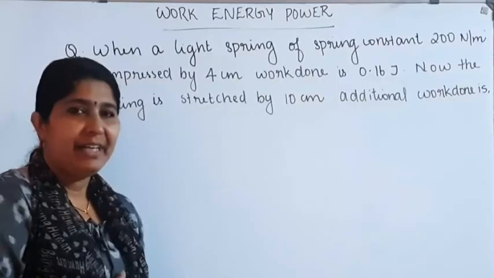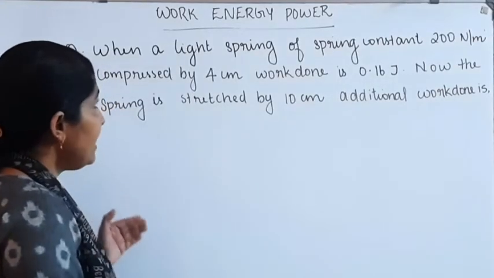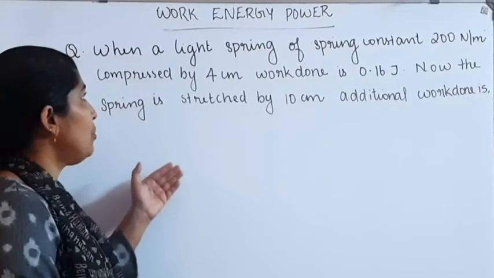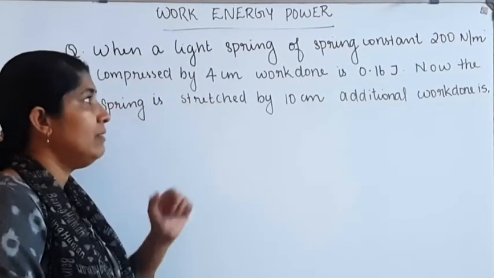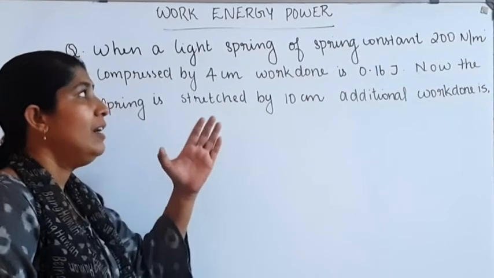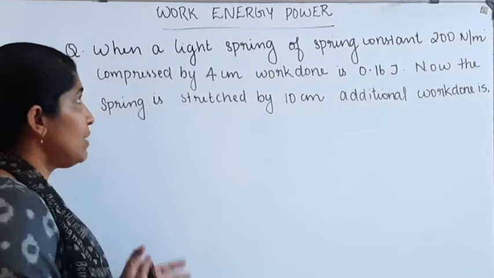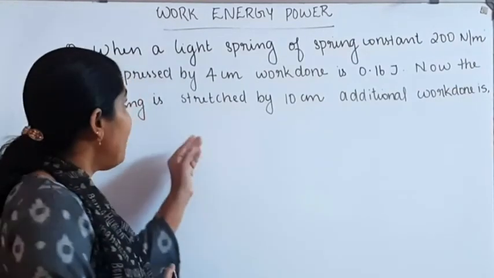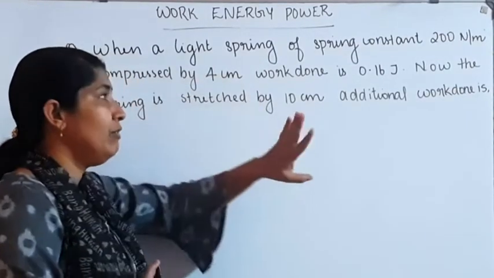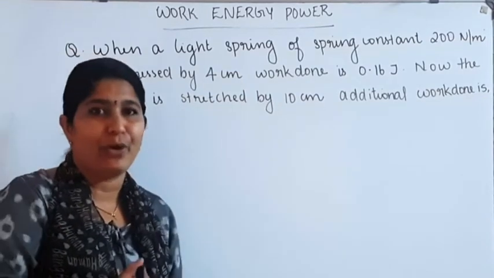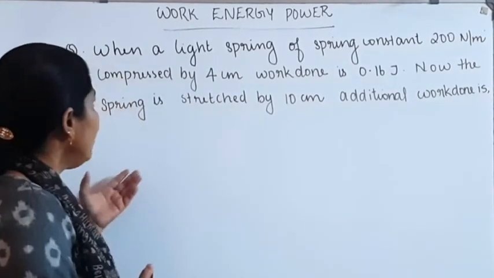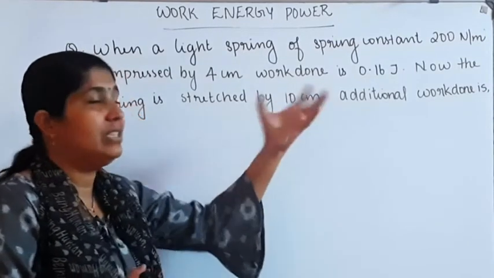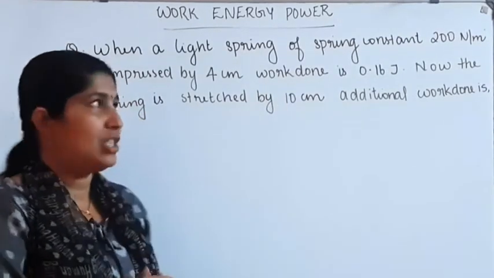Okay. Next question. When a light spring of spring constant 200 Newton per meter is compressed by 4 centimeter, work done is 0.16 joule. When the spring having spring constant 200 Newton per meter is compressed by 4 centimeter, the work done is given, that's equal to 0.16. Now the spring is stretched by 10 centimeter, and we want to find out the additional work done.